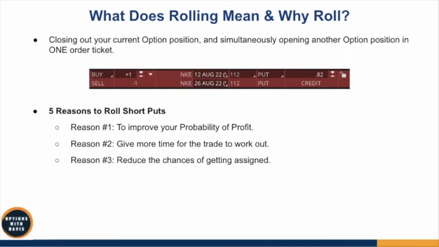Now, the third reason is to reduce the chances of getting assigned. This is one of the biggest worries or concerns that many people have when they are selling options, that they're getting assigned. In this case, with a short put, when you're assigned on the short put, it means that you'll be buying 100 shares of the underlying stock per contract. When you increase the time length from 12 to 26 or to however far away the expiration date is, you reduce the chance of getting assigned, because normally people wouldn't want to exercise their option until it's much closer towards the expiration date. For example, if you bought a put option with about 200 days left, would you want to exercise it right now?